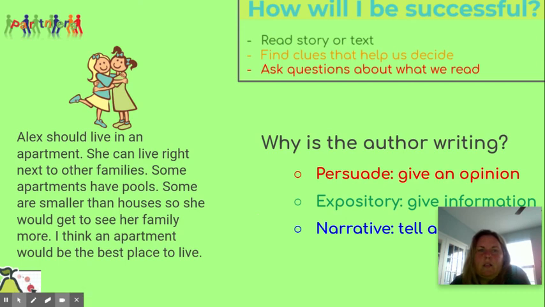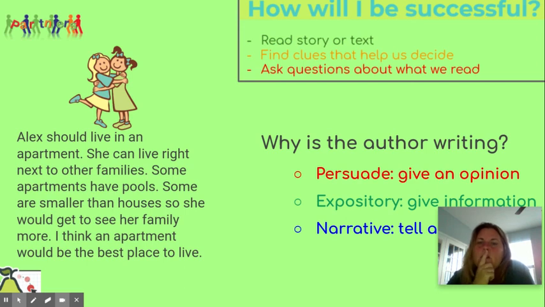All right, let's look at the last one here. I got two girls hugging. So let's read the story first. Alex should live in an apartment. She can live right next to other families. Some apartments have pools. Some are smaller than houses, so she would get to see her family more. I think an apartment would be the best place to live.